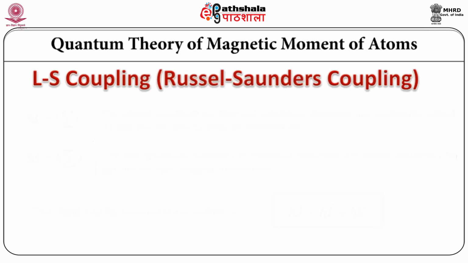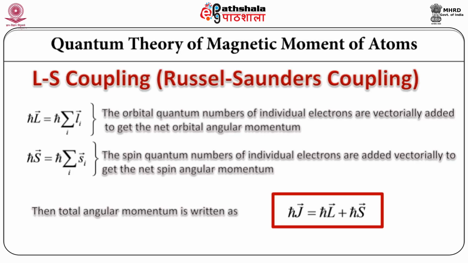So now we have this figure 1, which demonstrates the vector addition of these angular momenta which we were talking about. The orbital quantum numbers of the individual electrons are vectorially added to get the net orbital angular momentum. As you can see from figure 1A, you have two vectors L1 and L2, and a simple vector addition gives rise to the capital L. In a similar manner, you have two spins S1 and S2, which we add vectorially, and then we get the sum total in a vector way, the capital S.